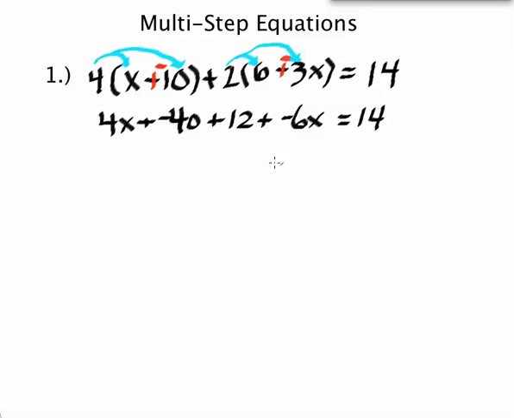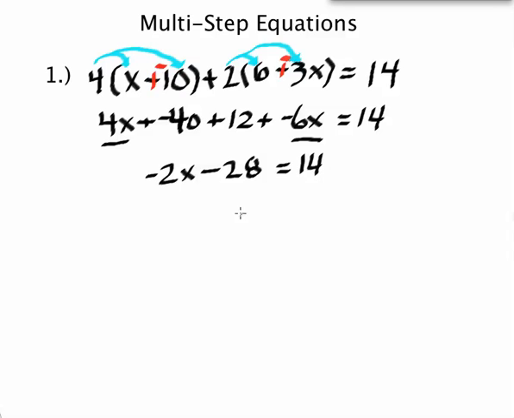Now, I need to combine my x's that are right here at the front and right here at the end. 4 plus negative 6 is like saying 4 minus 6. I know that's going to be negative 2x. Negative 40 plus positive 12 is really like saying 12 minus 40, and that's going to give me a negative 28. Remember, I could write plus negative 28, but we want to get in the habit of writing things with one sign. So I'm going to write minus 28 instead. And that all equals 14.